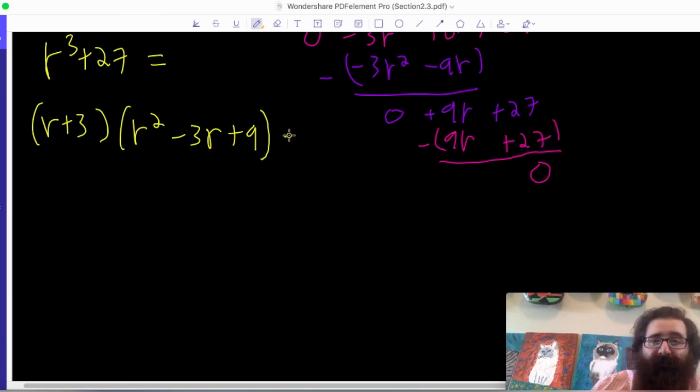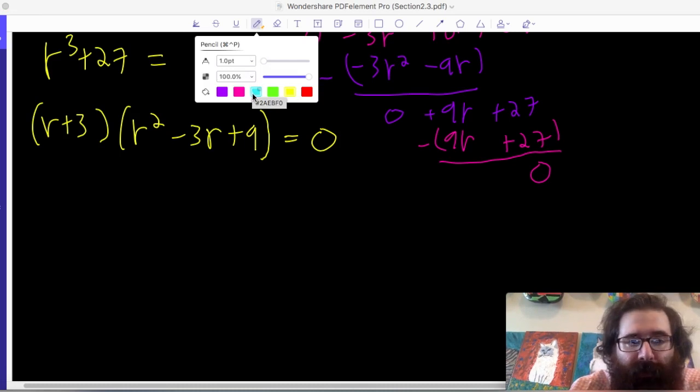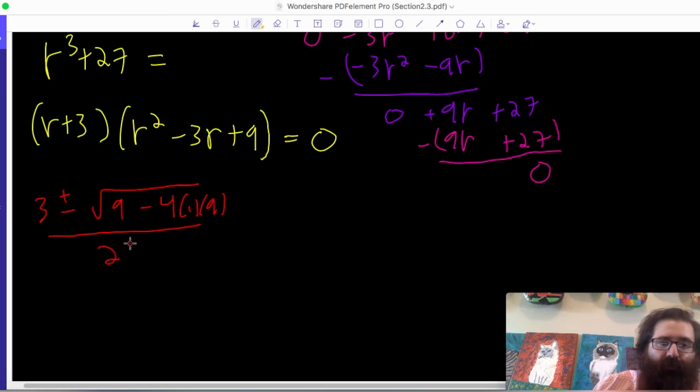I want to think about this as a characteristic equation, set it equal to 0. But looking at this, I don't really think that this quadratic is going to factor nicely. So I would immediately go to the quadratic formula. So I'd say negative b is -3, which is 3, plus or minus the square root of -3 squared is 9, minus 4 times 1 times 9, all divided by 2 times 1.